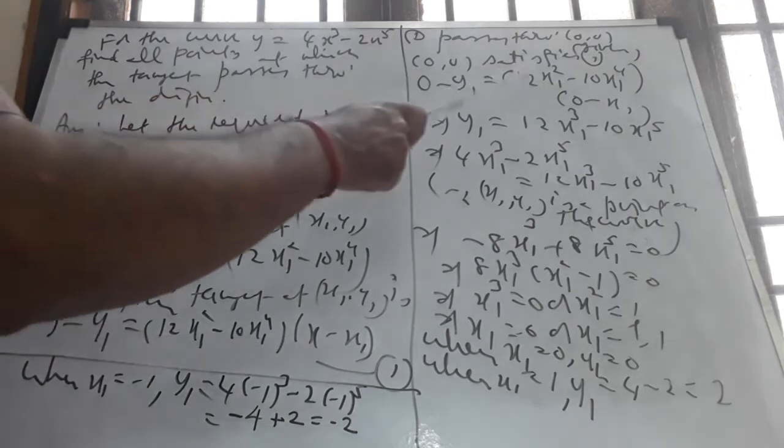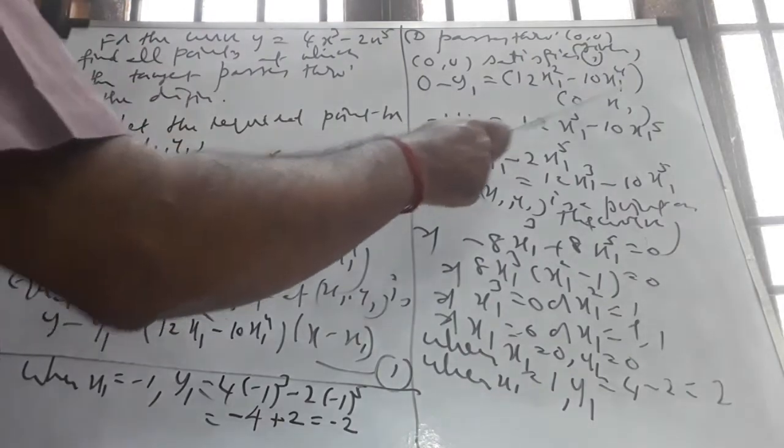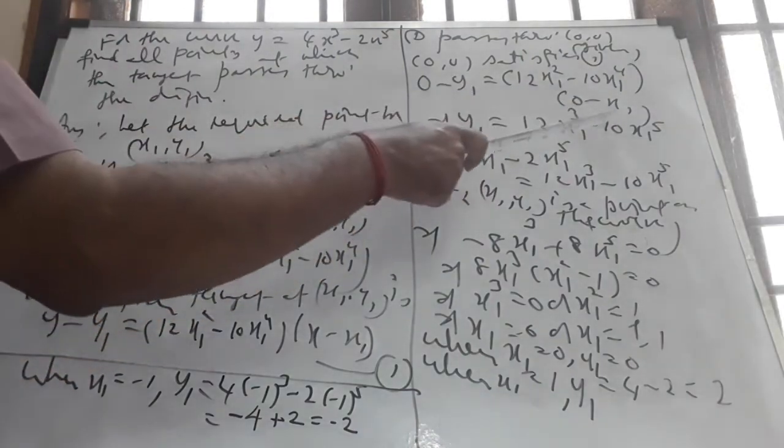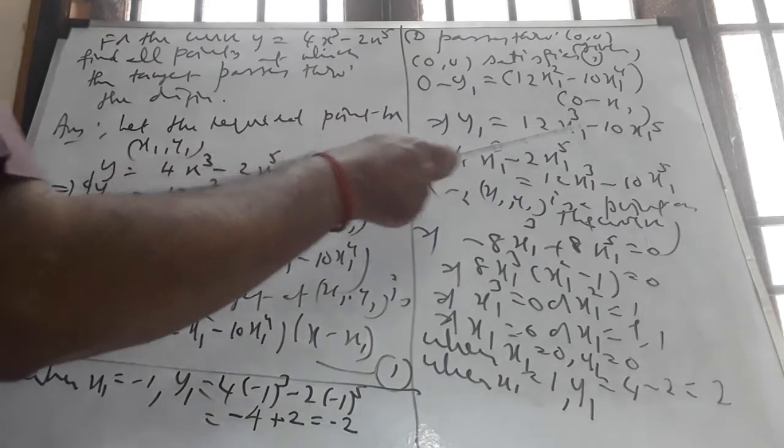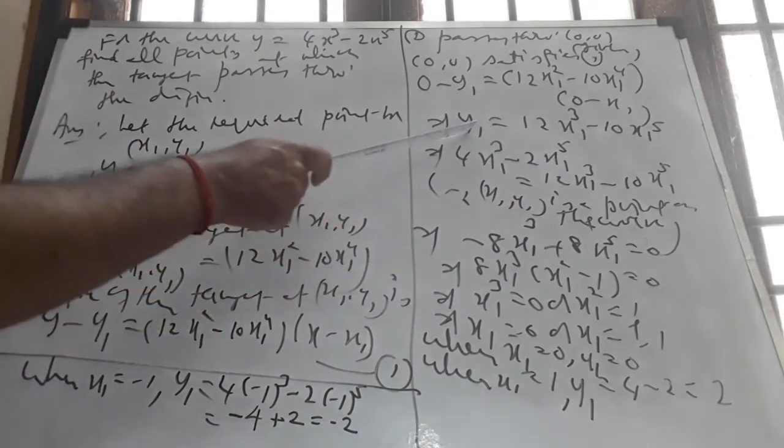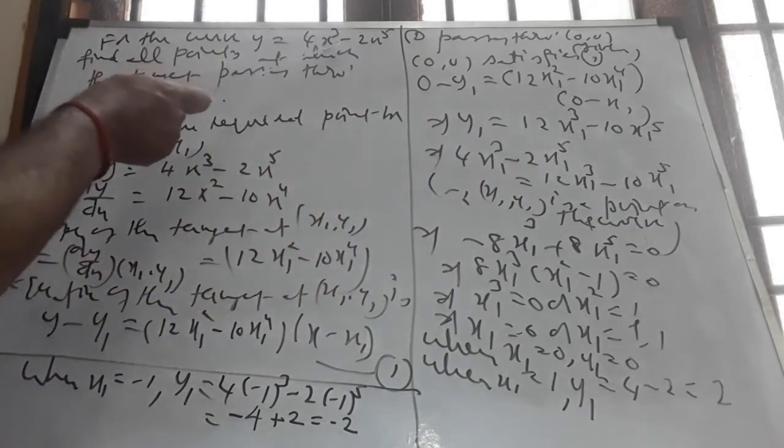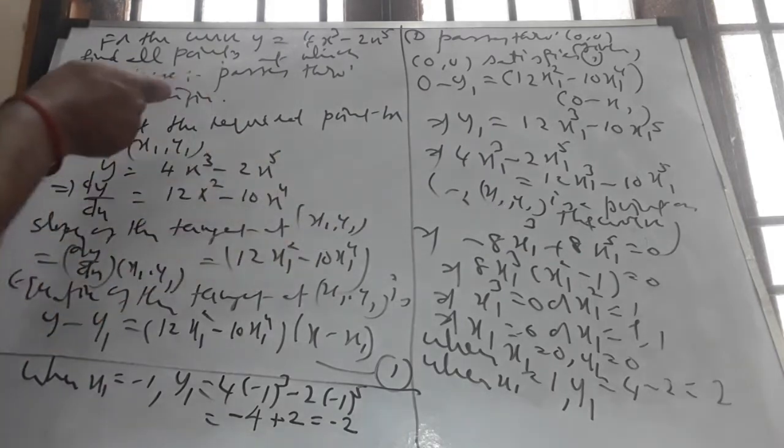0 minus y1 equal to 12x1 square minus 10x1 power 4 into 0 minus x1. This minus anyway gets cancelled. y1 equal to 12x1 cube minus 10x1 power 5. But I can replace this y1 in terms of x1 because it's a point on the curve, it satisfies the equation.